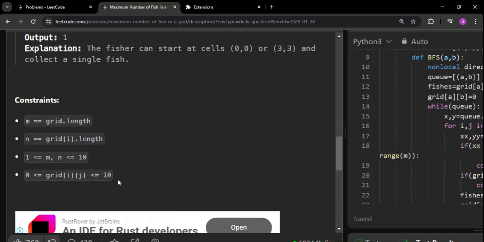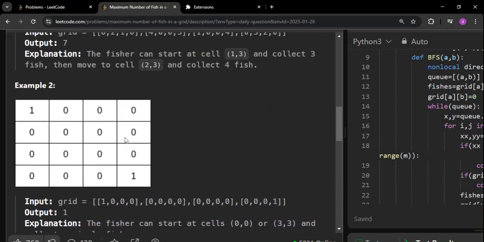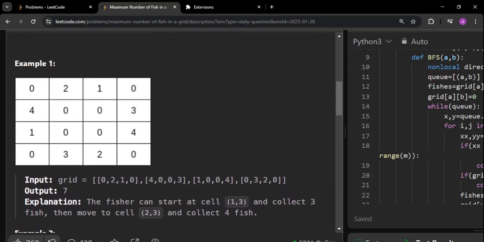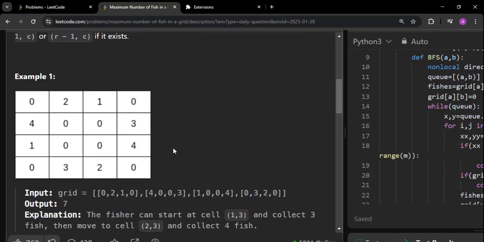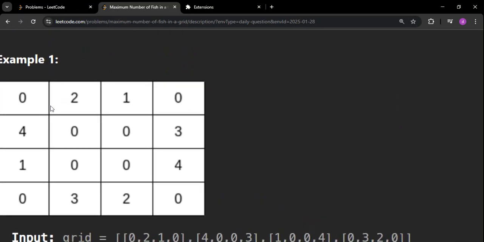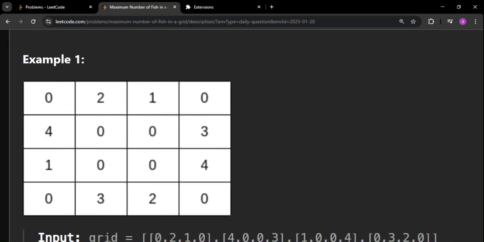And I have already told you about these constraints, right? Now, how to solve this question? As I mentioned, if you know simple BFS or DFS, you will be able to solve this question. How to do that? Things are going to be very simple. First of all, as I mentioned, you can start from anywhere. So what you have to do is use two for loops to go to each of the cells in this array. That is the first thing. Next, whenever you see a cell which is non-water, that is, non-land.